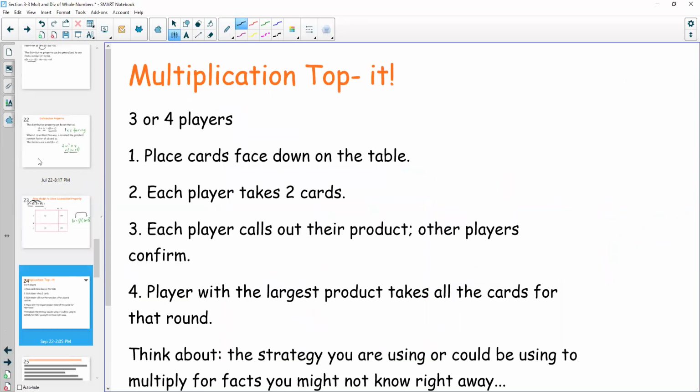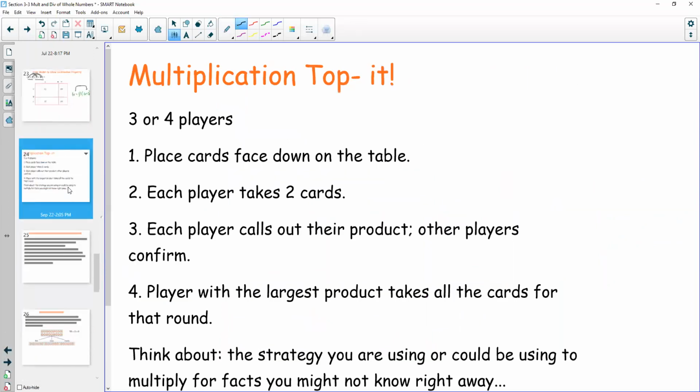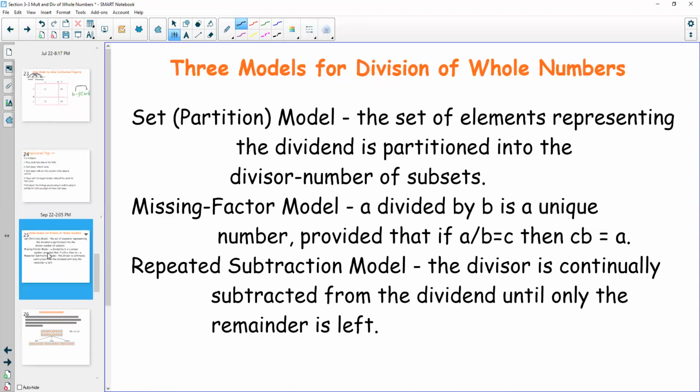One of the other games you're going to play in here is multiplication top it, but you know from the last video that you are going to read the rules, find a partner, and then it's part of your written assignment for this section. This is just like addition top it, except you're multiplying instead of adding. All right, so that's the multiplication models.